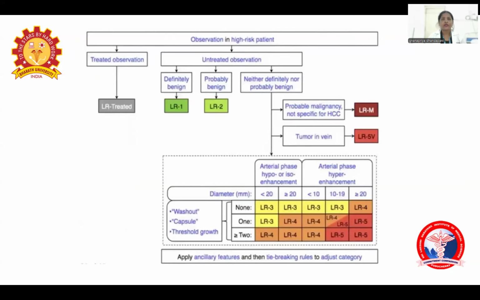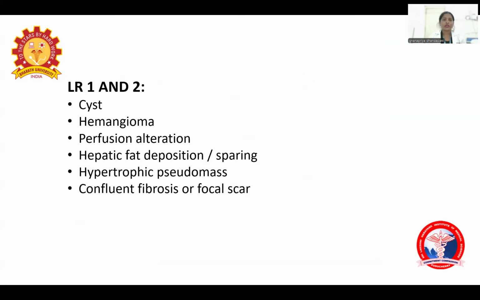So in a high-risk patient, if you observe a lesion in a known case, if it is a treated observation, then you classify it as LR-Treated. If a new untreated lesion is there, then you have to classify it into LR1 or LR2, which is definitely benign or probably benign. The lesions which are classified as LR1 and LR2 are cyst, hemangioma, perfusion alteration, hepatic fat deposition or sparing, hypertrophic pseudomass, confluent fibrosis, or a focal scar.